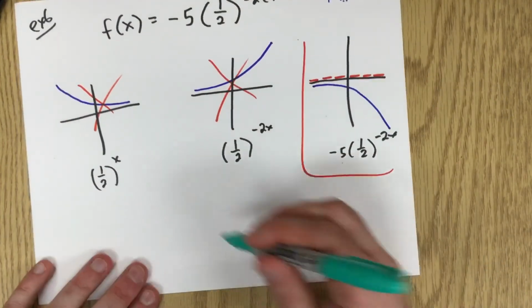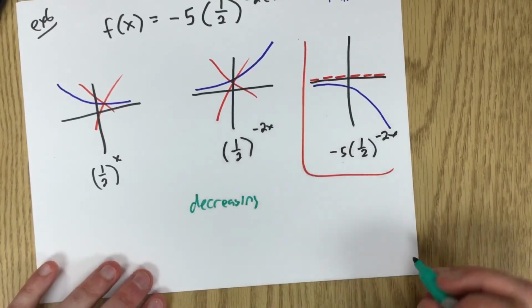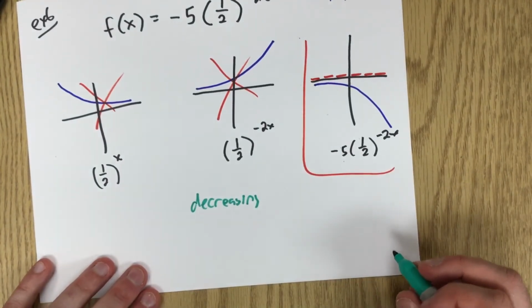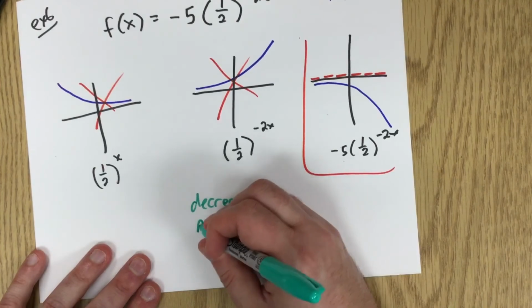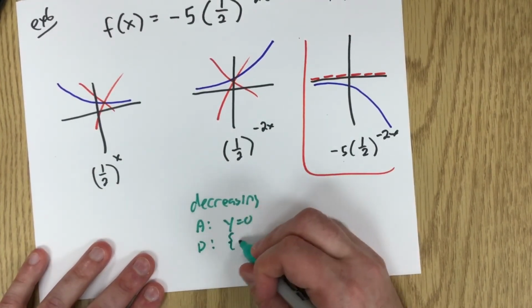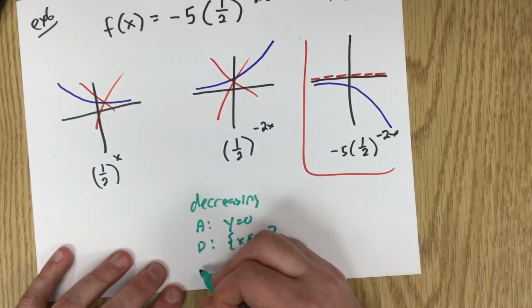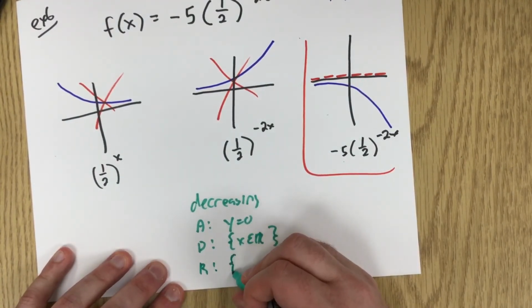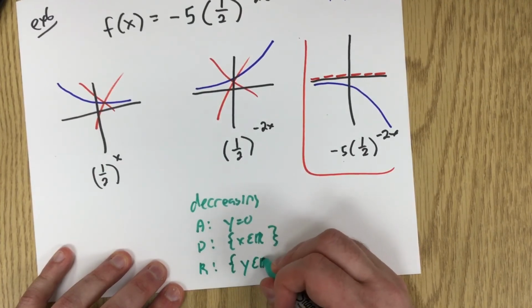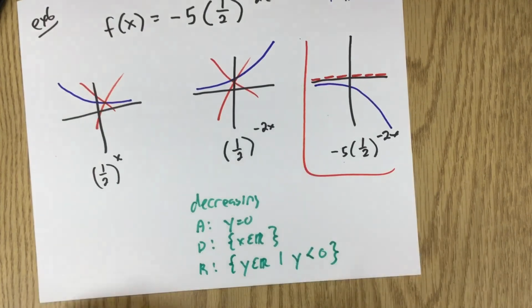And so what do we have? It's decreasing. It has an asymptote of y equals 0. The domain is all real numbers. And the range is all real numbers such that y is less than 0.